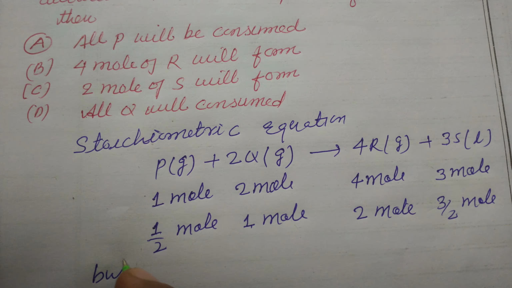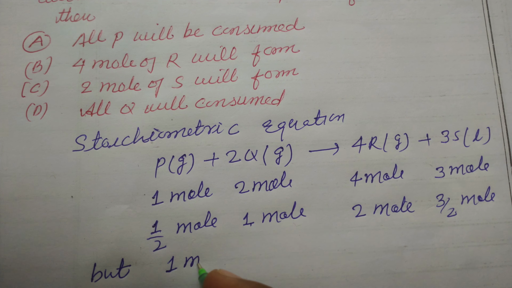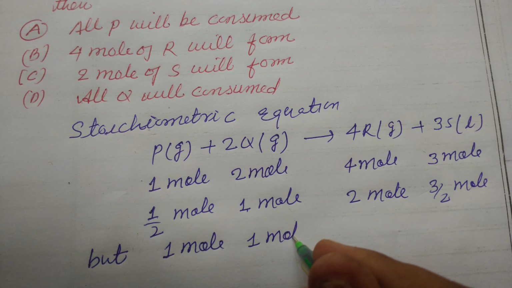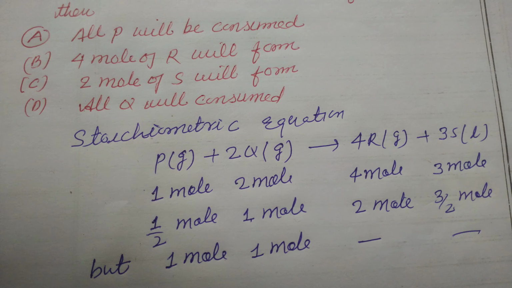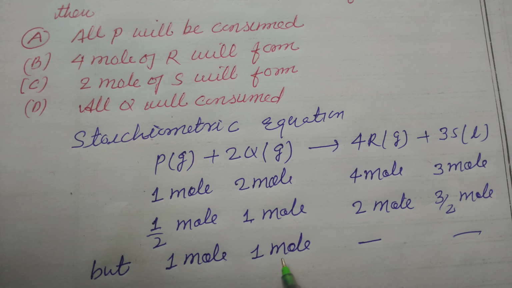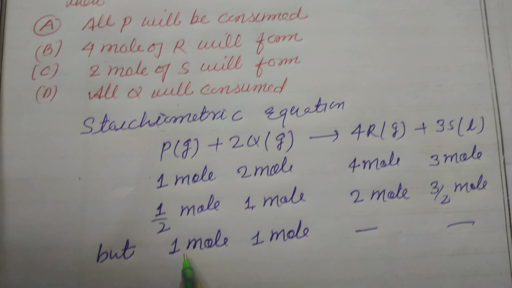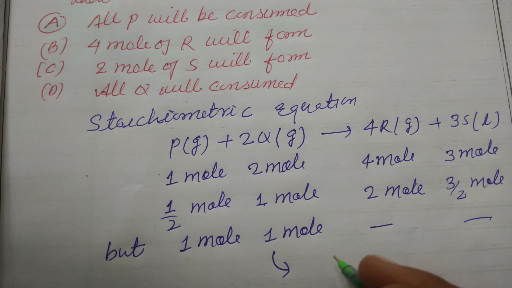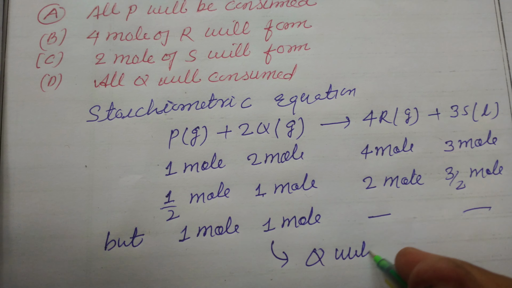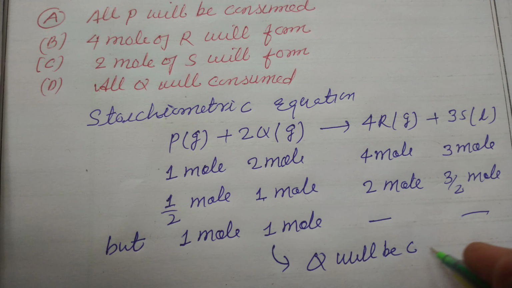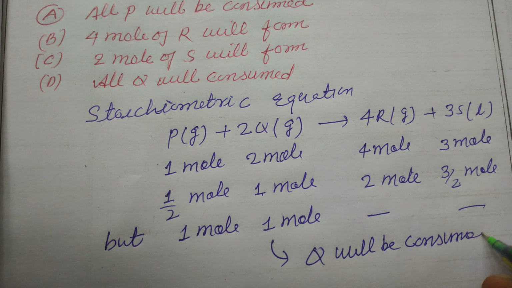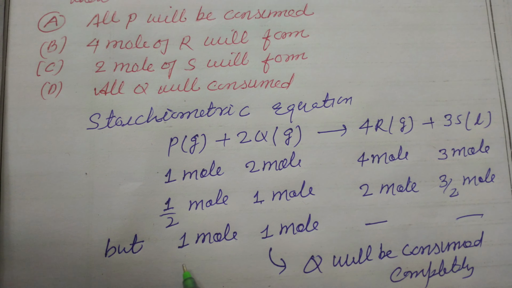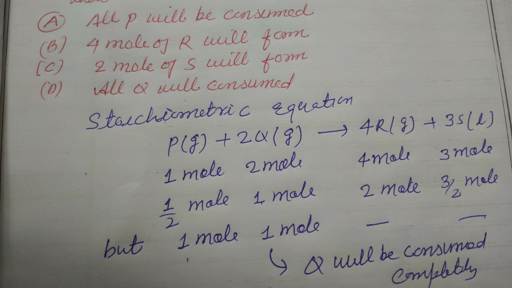What is given? We have given 1 mole of P and 1 mole of Q. So when 1 mole of Q is given, it requires only half mole of P to consume. Therefore Q will be consumed completely, okay, and half mole of P remained, okay.